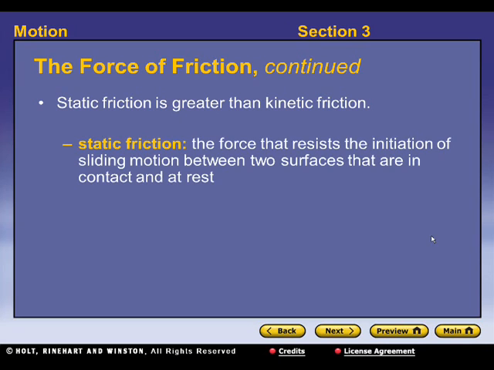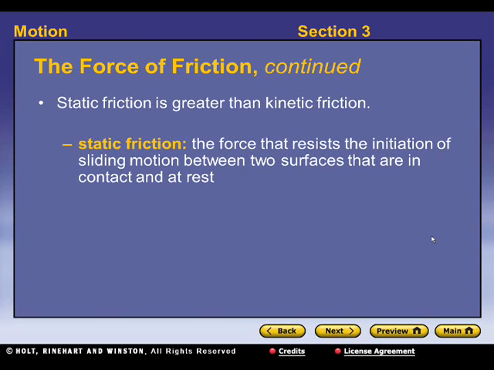So there's two kinds of friction. You've got static friction and kinetic friction. Static friction is always greater than kinetic friction, and static just means that it's still, it's not moving. That's the force that resists the initiation of sliding motion. That's the force that you have to overcome to get something moving. Like if you're trying to push a big box and you're pushing and pushing and pushing, that's all static friction that's keeping it from moving.